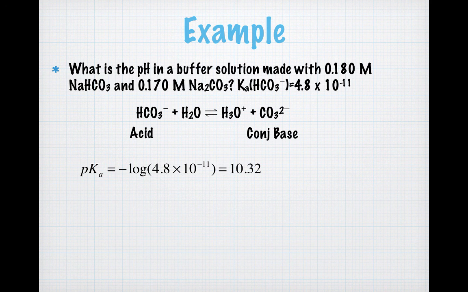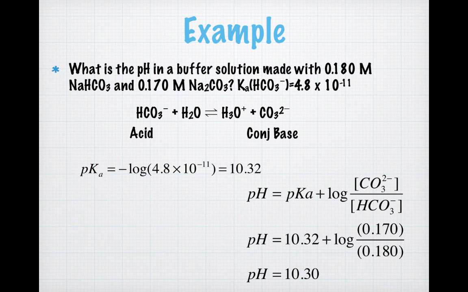So we have a pKa of negative log of the Ka value, so the negative log of 4.8 times 10 to the minus 11. That gives us a value of 10.32. We take that value and plug it into our Henderson-Hasselbalch equation, which is pH is equal to pKa plus log of conjugate base, which is carbonate, over the acid, which is the bicarbonate.